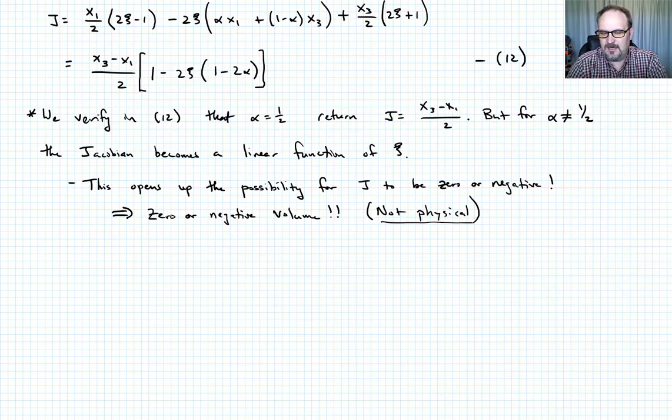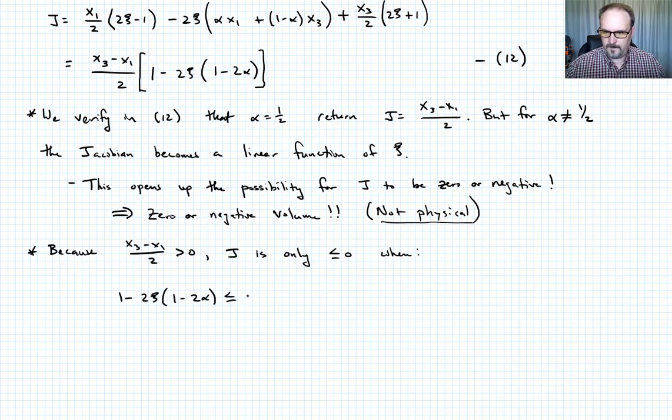So we can look at this equation 12. We can see that the x3 minus x1 term is going to be positive. There's no way for it to go negative. So that term is positive. So the only way to drive that equation 12, or the Jacobian, to be negative is if that 1 minus 2c times 1 minus 2 alpha term is less than or equal to 0. Okay, so that's the condition that we have.